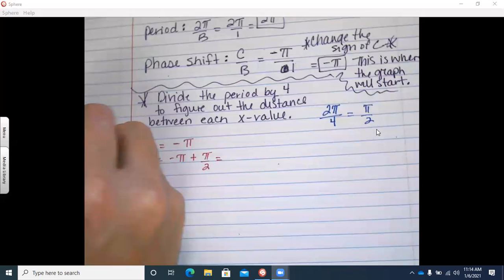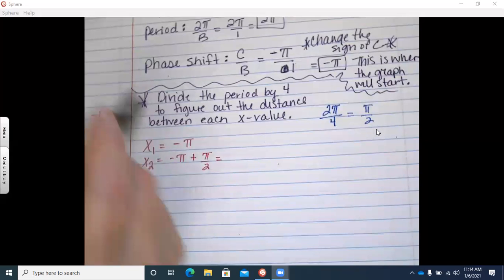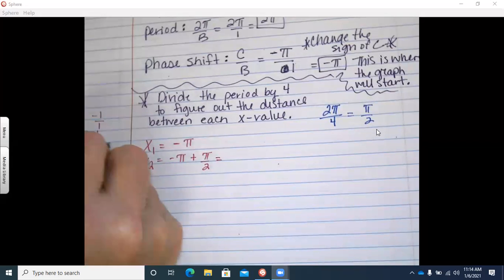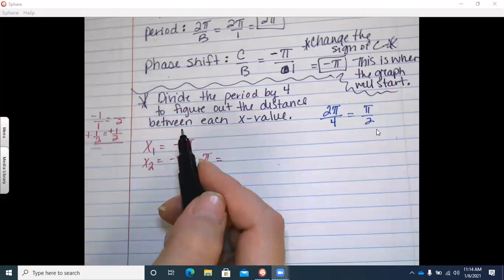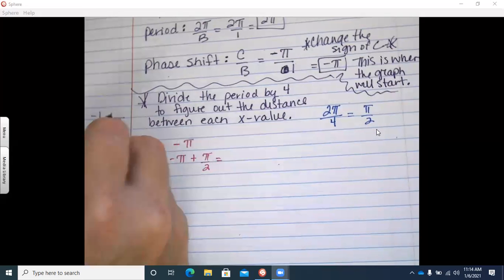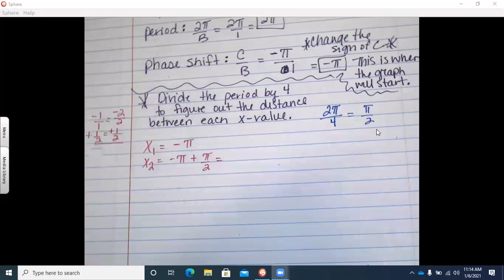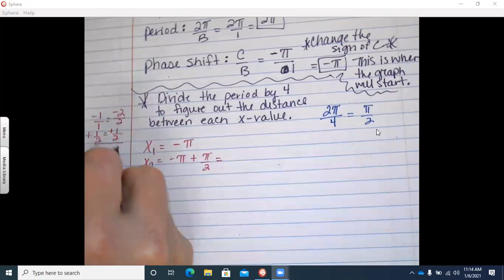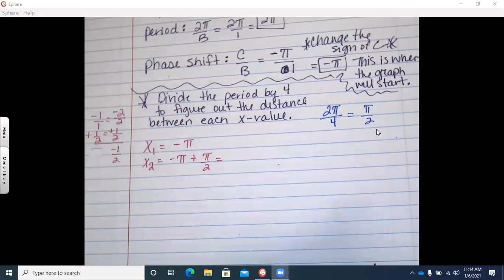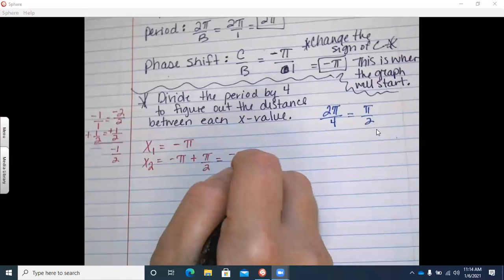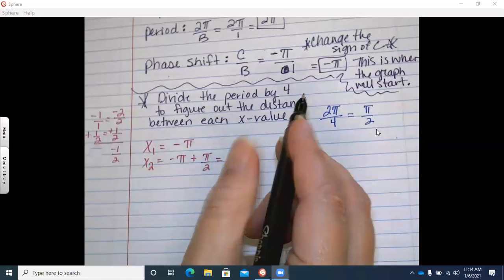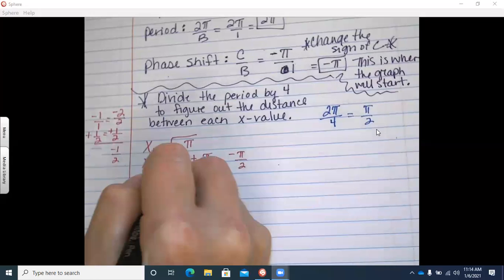My common denominator is 2. So the plus 1/2 won't change. Negative 1 over 1 is equivalent to negative 2 over 2. Is that right? Okay. So negative 2 plus 1 is negative 1 over 2. But we got to make sure we put pi in the numerator. So that's going to be negative pi halves. That will be my second point. So my first point is negative pi. Add pi halves to it, you get negative pi halves.